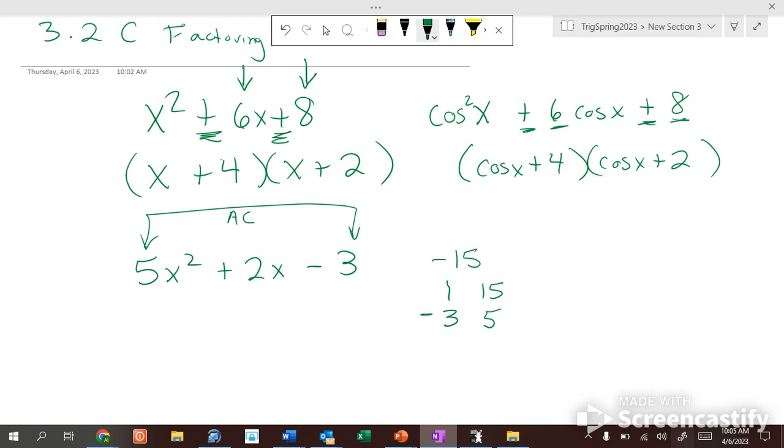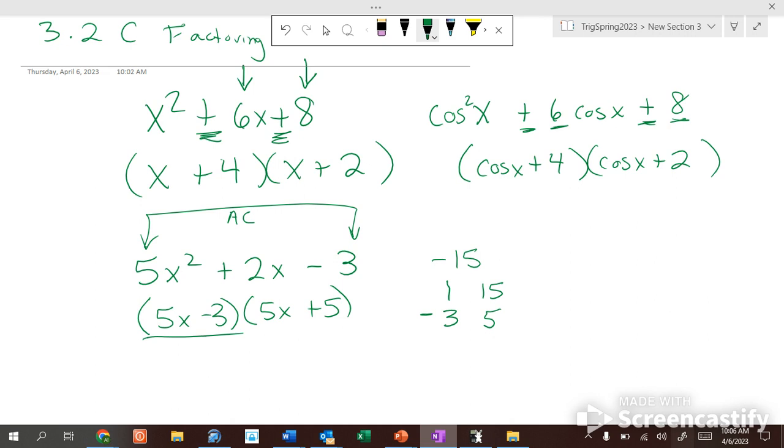Positive 5 and a negative 3, right? So we rewrite this as 5x minus 3 and 5x plus 5. So we drop the power on this to just make it 5x, okay, and write it at the first in both, and then we write these behind both, okay?